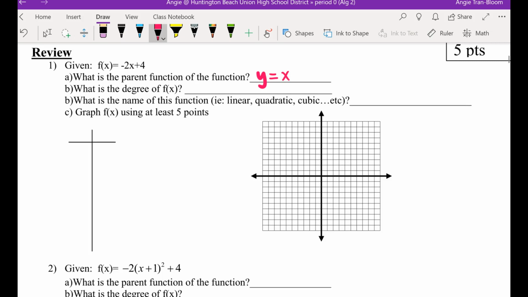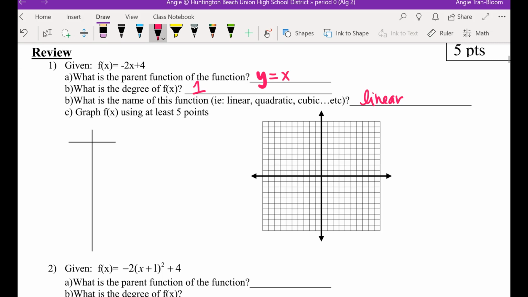Parent function is when you strip off all of the transformations, okay? And then the degree of this, Sophia, what's the degree of f of x? Very good. Now, this one has a name. Burkay, what's the name of this function? Linear. Very good. Linear because it has a degree of 1.